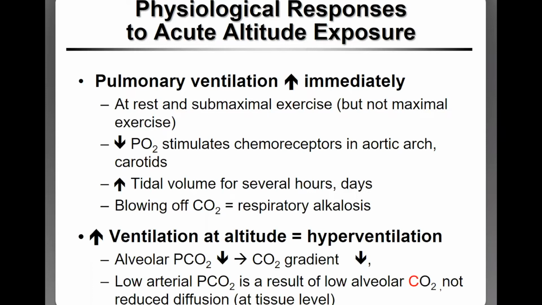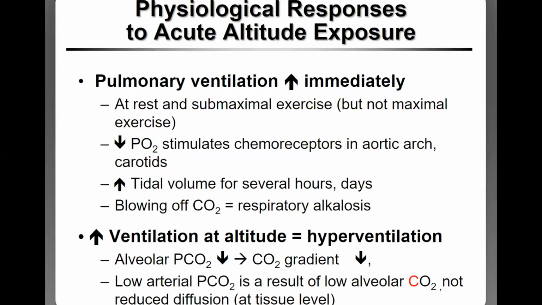The first thing that will happen is that we'll start to hyperventilate. Our pulmonary ventilation increases almost immediately. And the reason for this is because, as we talked about in the previous section, the barometric pressure is reduced at altitude, which reduces the atmospheric partial pressure of oxygen, which in turn decreases the alveolar partial pressure of oxygen, how much oxygen is in our alveoli or our lung.